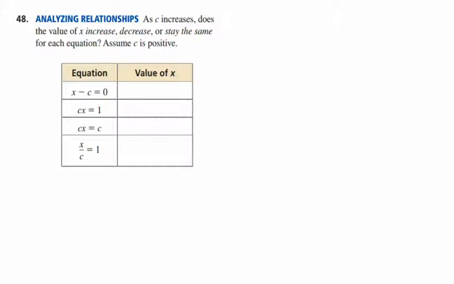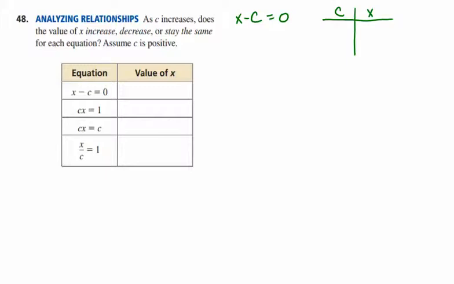So the question here is this: as c increases, does the value of x increase, decrease, or stay the same for each equation? And so what I'm going to do then is, for each equation, set up a table of values. So my first equation is x minus c is equal to 0. So I'm going to set up a table of values for c and for x. Now what I'm going to do is pick an arbitrary value, it doesn't matter what the value is, for c.